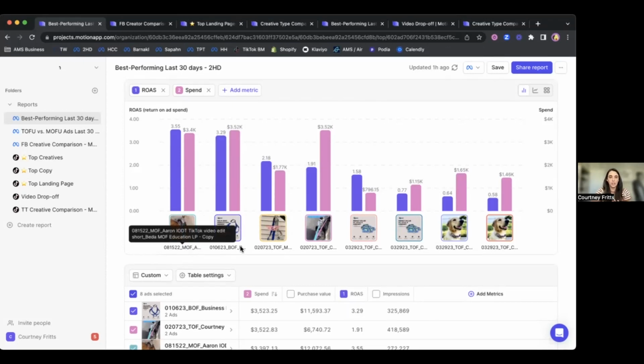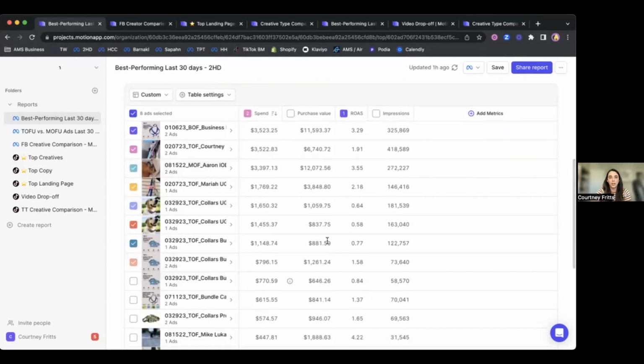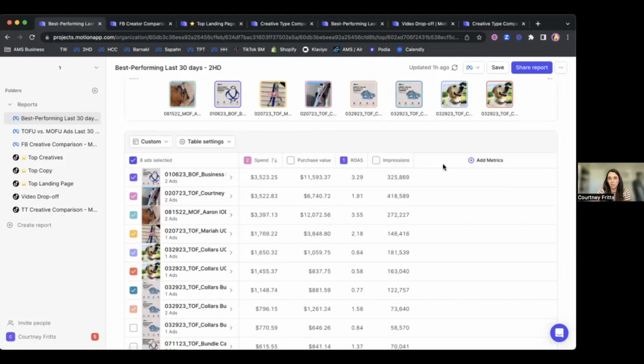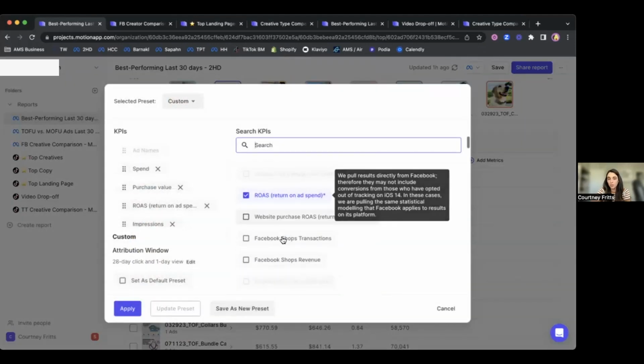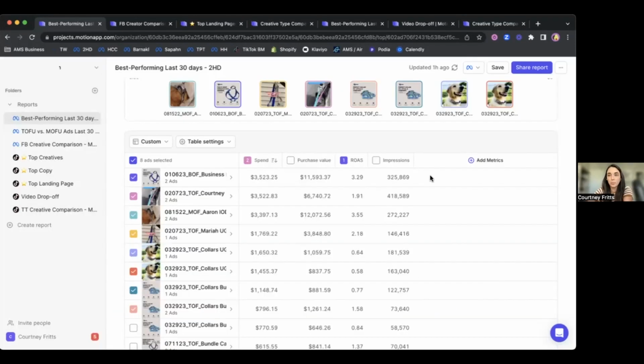You can hover over it and see the exact name of it, so I know what it is. You can also go down here and get some more information. You can add whatever metrics that you want. So you can add pretty much whatever you want. Think of whatever you're looking at in your Ads Manager already. That can be a good thing to do.